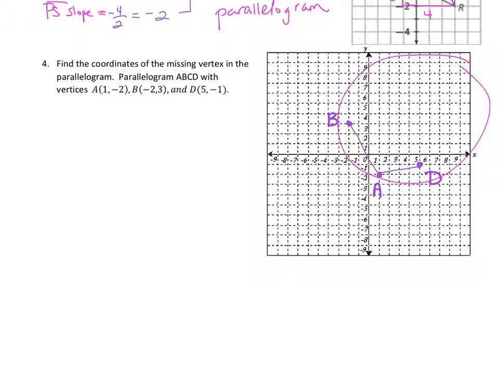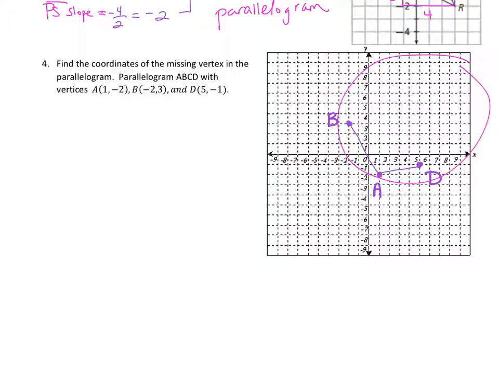So the side that is AB, we know that DC needs to be parallel to it. So we can kind of picture that the C needs to be over here. AD also needs to be parallel to BC. So we need to find the slope of both of those so we can use the slope to connect and extend out those sides.